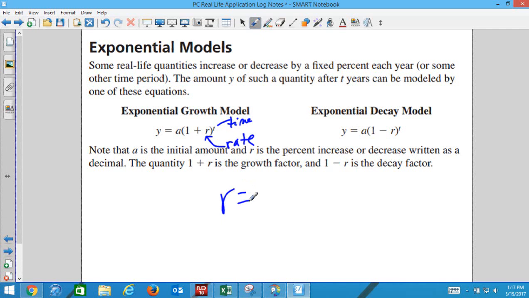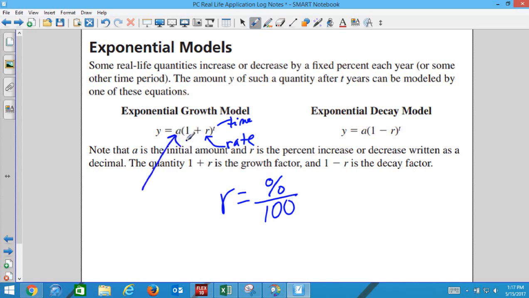But here's the thing. R is always the percent divided by 100. It is the rate in decimal form. It is not the rate as a percent. Use the rate as a percent, you're going to get it wrong. So rate in decimal.